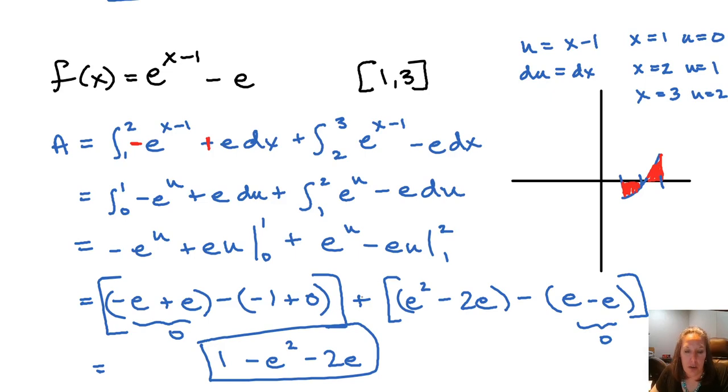Oh, hold on, I just caught a mistake. We've got a plus sign here, so this should be plus e squared minus 2e.